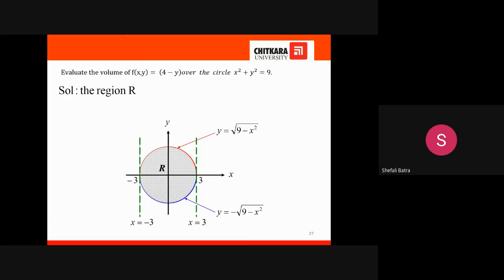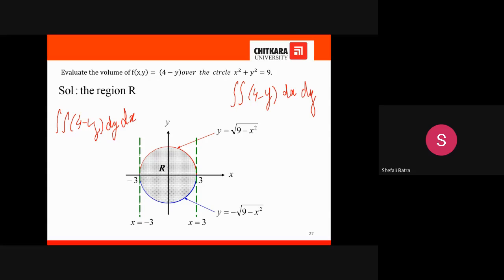So now come to the next. Evaluate volume of this function over this circle. So it means you need to evaluate this integral 4 minus y dx dy, or double integration. I'm writing both ways, beta. 4 minus y dy dx over the circle x square plus y square is equal to 9.